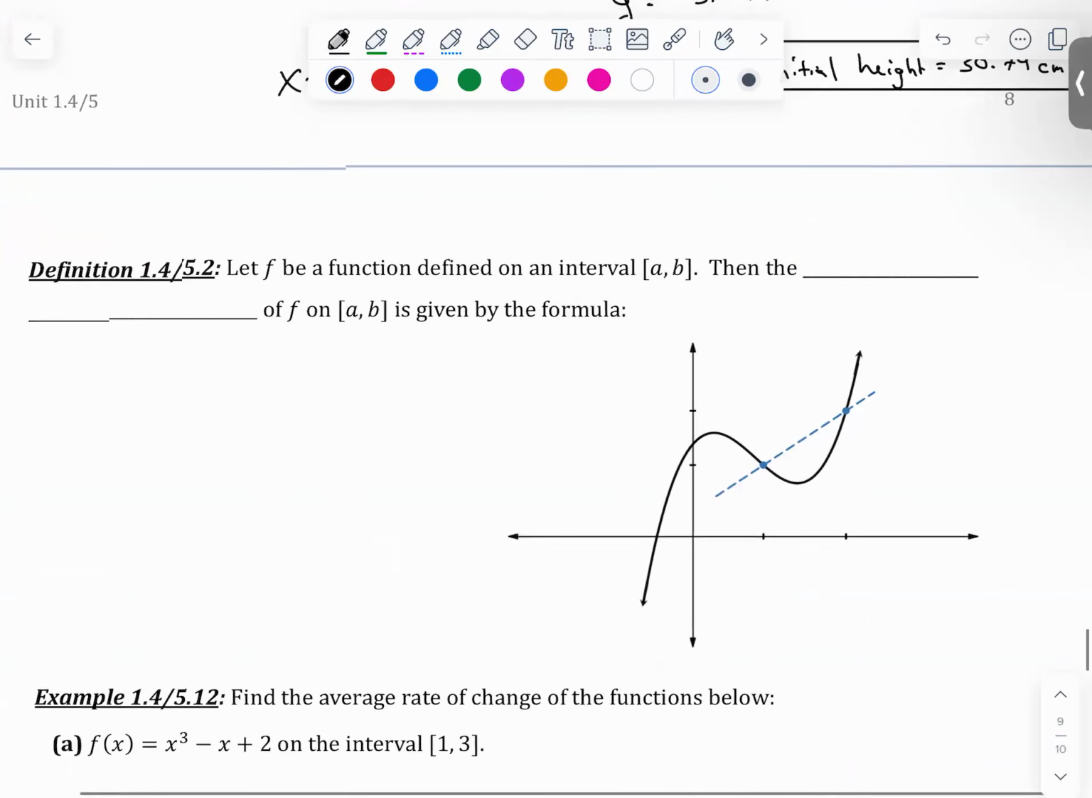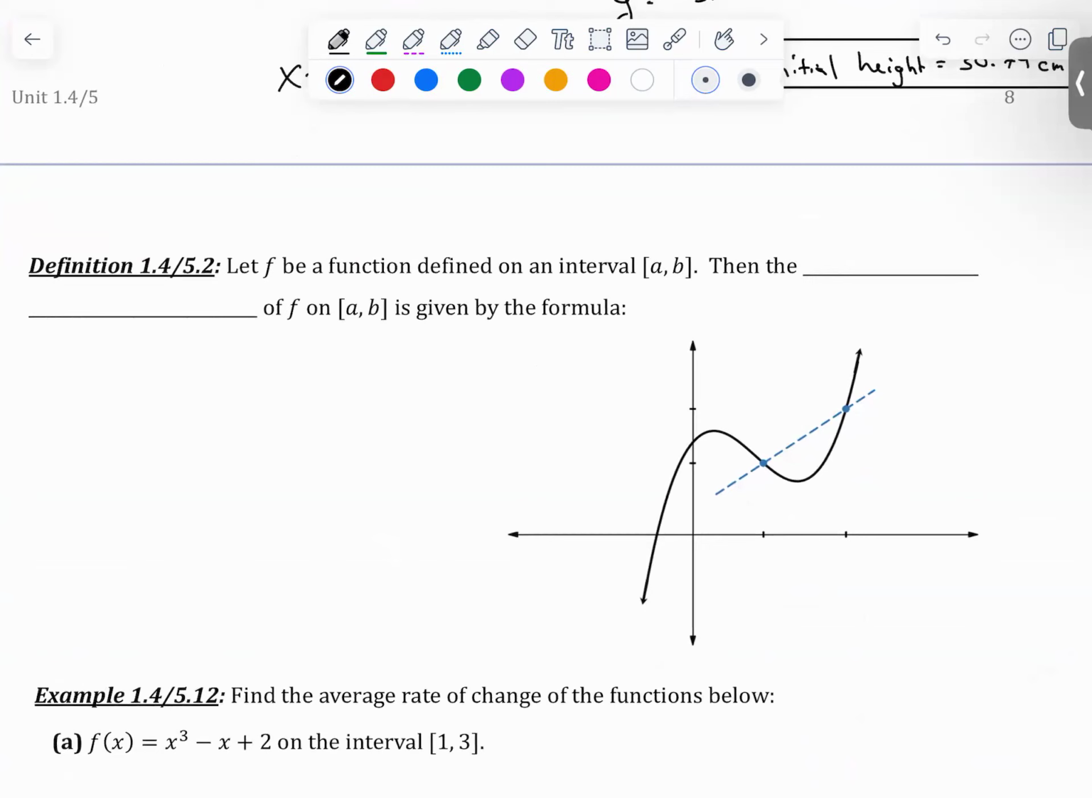The last type of application to lines is what we call the average rate of change. So, definition. Let f be a function defined on an interval AB. It could be defined more than AB, but let's just say it is at least defined on that interval. Then the average rate of change of f on the interval AB is given by the formula.